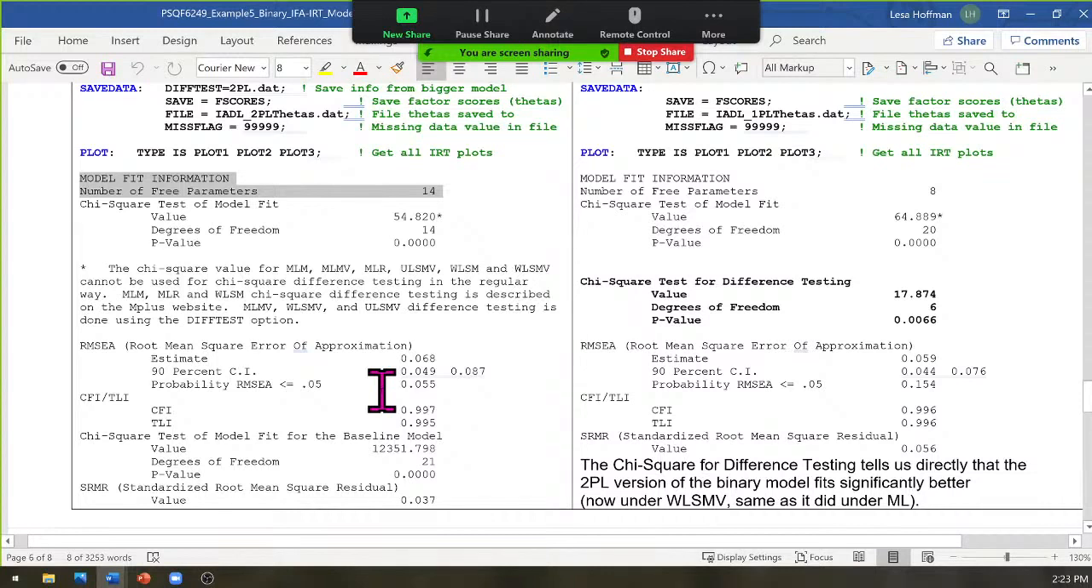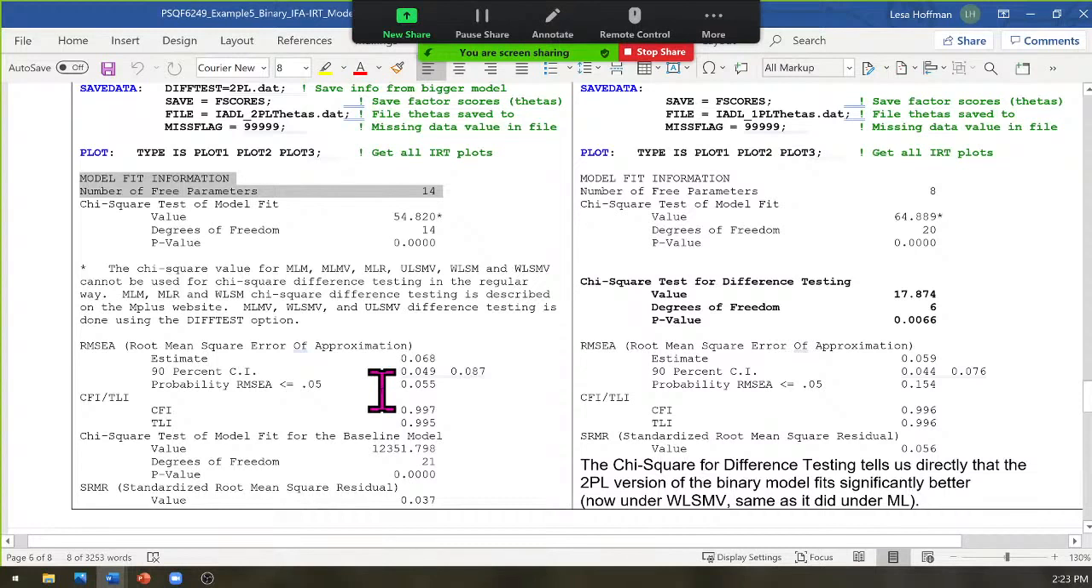So in this example, if I want to test whether or not a 2PL model where all the items get different slopes fits better than a 1PL model where all the items share the same slope, the difference in the code, I'm on page 6 of example 5. Still, the difference in the code lies in the BY statements for each model. The word loading on the right-hand side is a label and a constraint. So all 7 loadings are going to take on the same value in the model on the right.